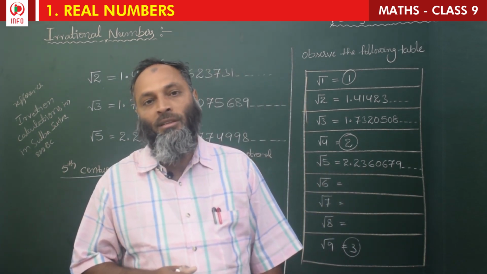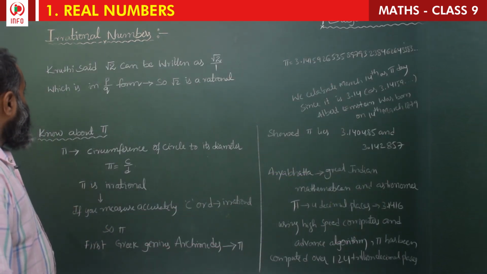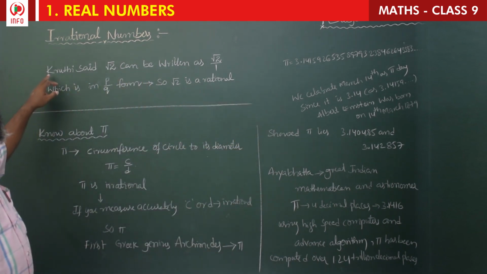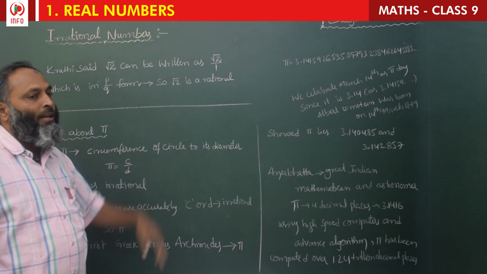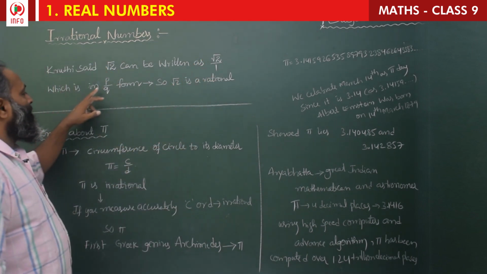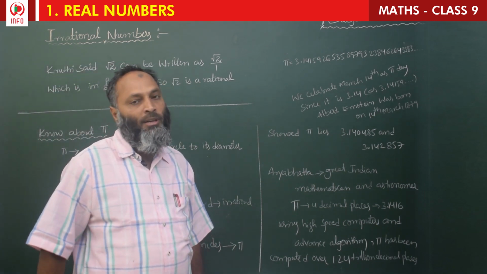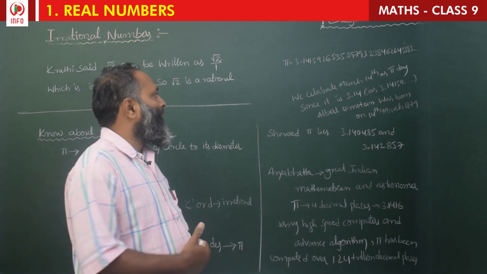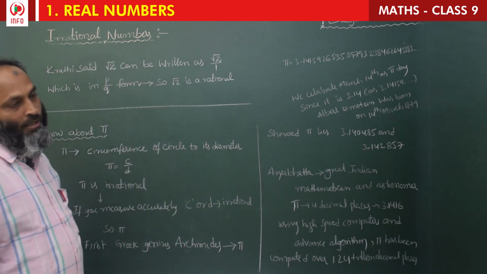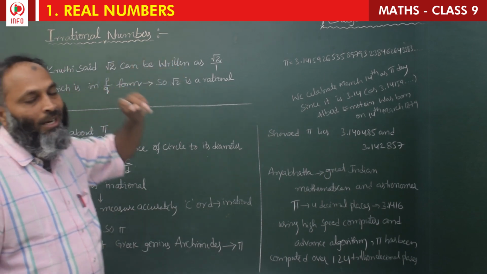Okay students, now see here, one question is given. What is that question? Kruti said root 2 can be written as root 2 by 1, which is in the form p by q, so root 2 is a rational number. Do you agree with her? No, we cannot agree with her. Why? Because root 2 is an irrational number.